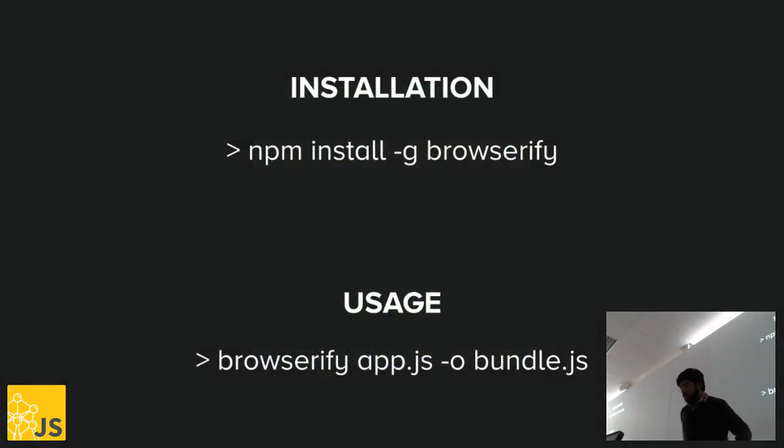Using Browserify is pretty straightforward. You need to have npm installed. Just install Browserify globally if you want to use it globally, and give it the entry point of the file, and with the -o option, specify the bundle name which you want to produce. So Browserify will bundle up all of app.js's dependencies and create the bundle for you. And this totally runs on the browser.